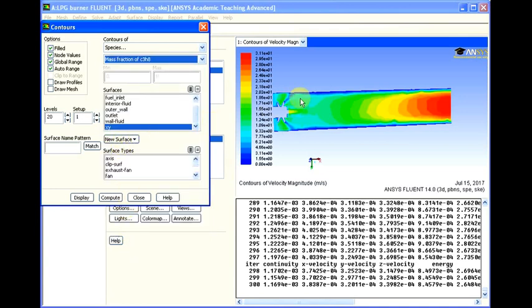Stay tuned for part 4. We'll simulate the non-premixed combustion model with PDF for LPG. Thank you.